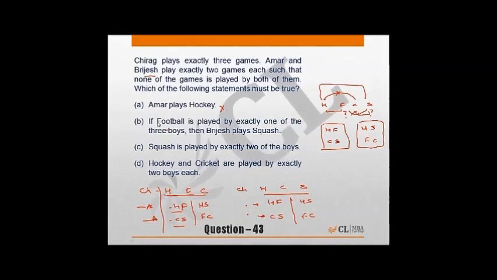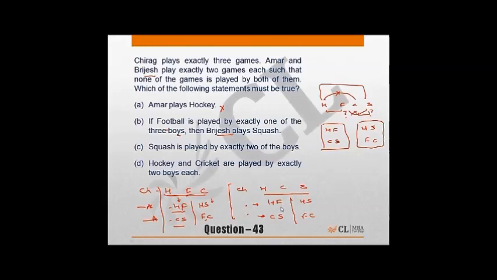Statement B: if football is played by exactly one of the three boys, then Brijesh plays squash. Football is played by exactly one of the three boys, that means, let's look at the cases. Here Chirag is playing football. If we go by this pattern, then football is being played here by two people. Similarly, if we go by this pattern, football is again played by two people. So this case is not possible. Let's look at this particular case.